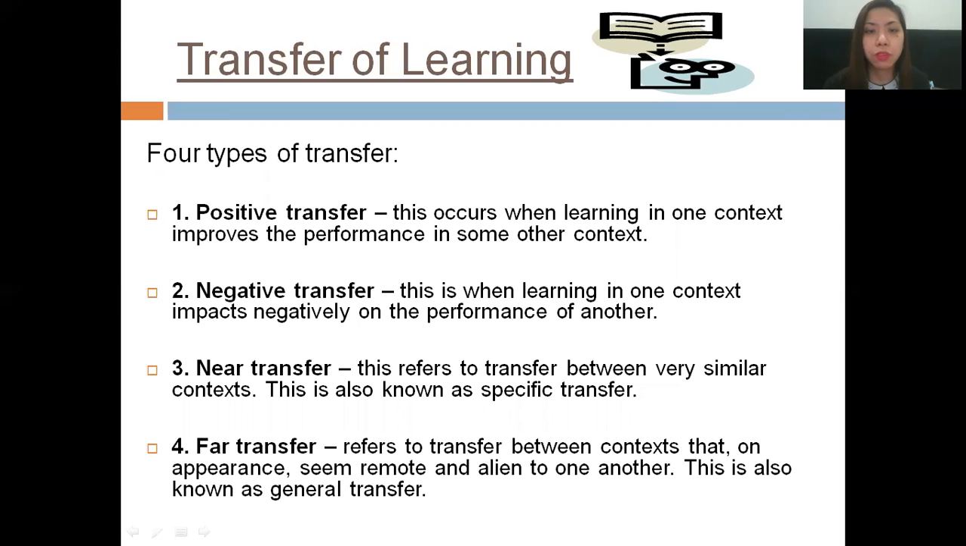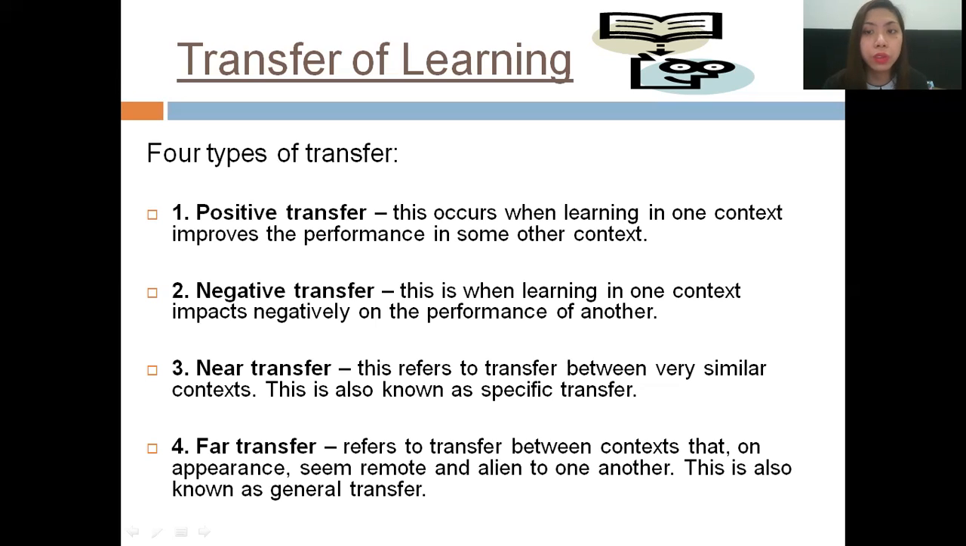There are four types of transfer. First, we have positive transfer, which occurs when learning in one context improves the performance in some other context. For example, fluent Mexicans learn the Spanish easier than learning Korean language. Then, second, we have negative transfer. This is when learning in one context impacts negatively on the performance of another.